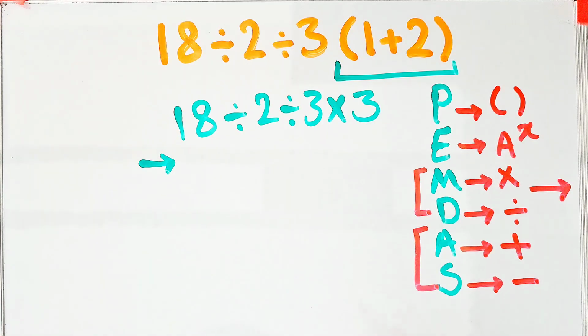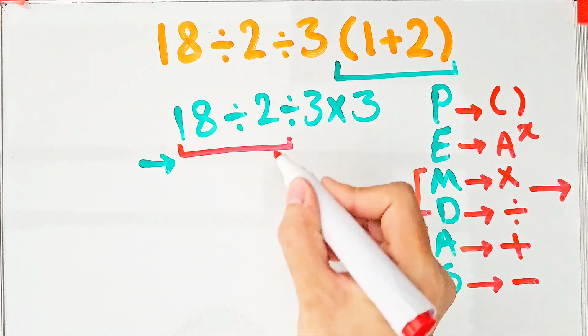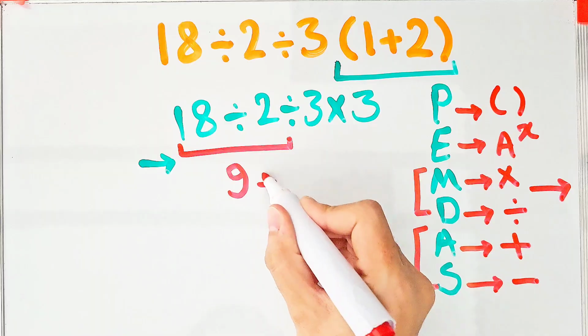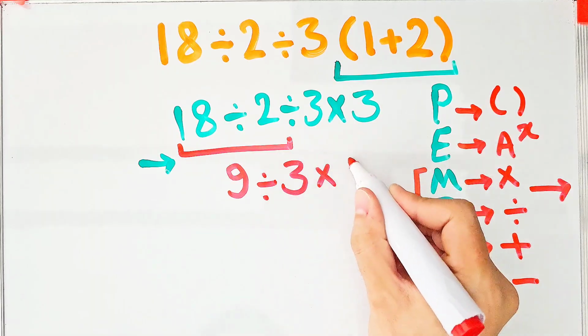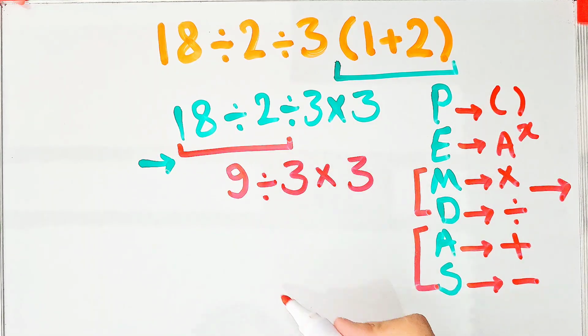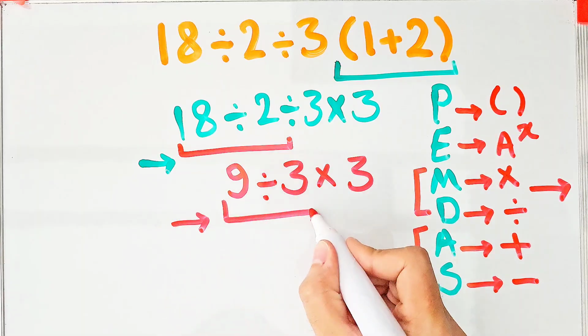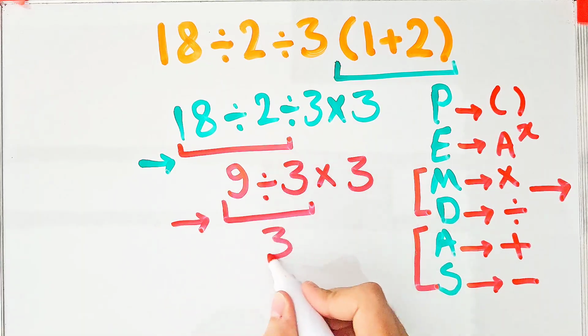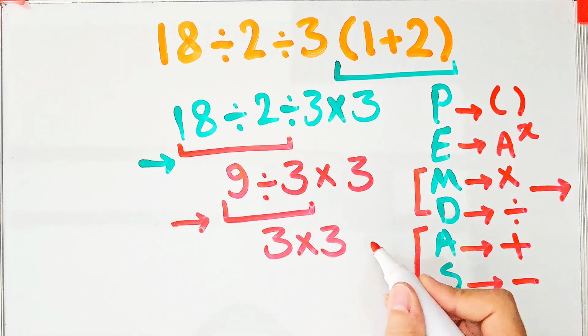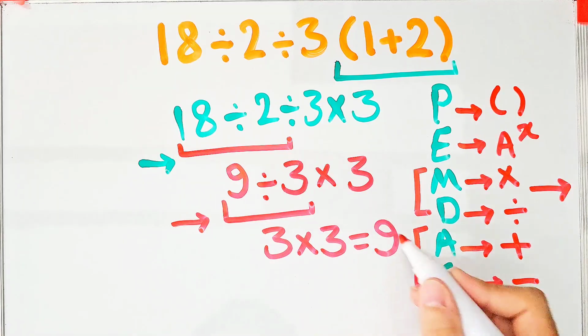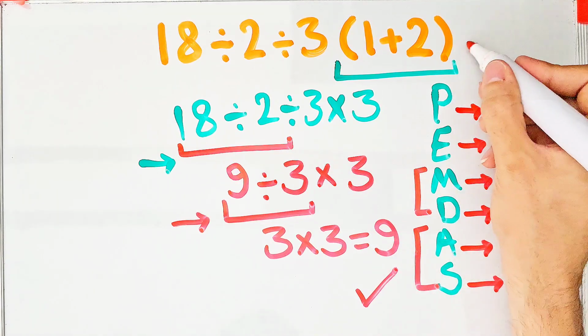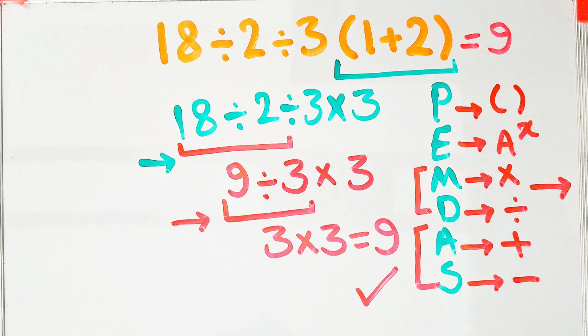18 divided by 2 equals 9. Now we have a new expression, 9 divided by 3, then times 3. Again, we have multiplication and division and we start from the left and simplify. 9 divided by 3 equals 3. And 3 times 3 equals 9, and we get the final answer of this question. Final answer is 9.